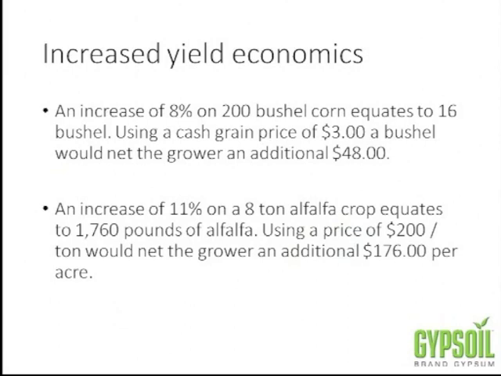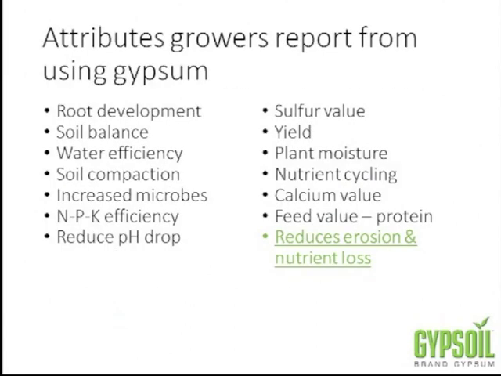Now this changes, of course, with the prices of grain. I've got growers that have their corn sold for a lot more than that, and I've got growers that are paying a high basis and maybe not getting the $3. So you can change those numbers to whatever you want them to be, but the economics do play into this, and they do help pay for the gypsum.